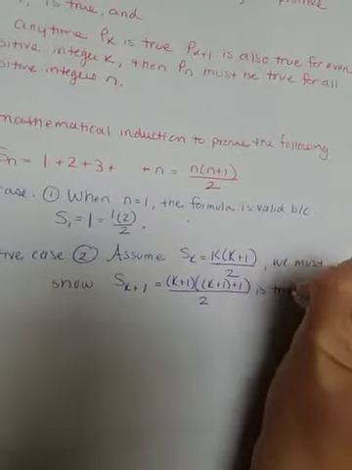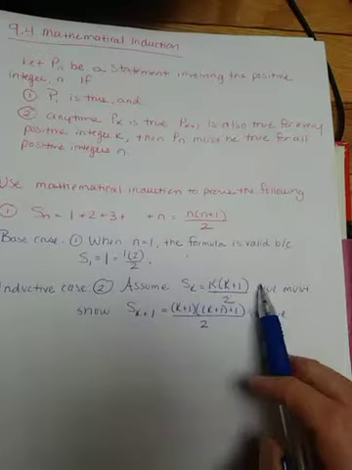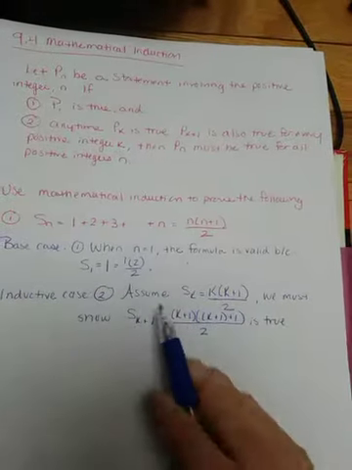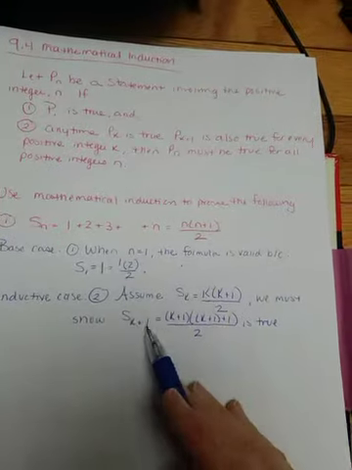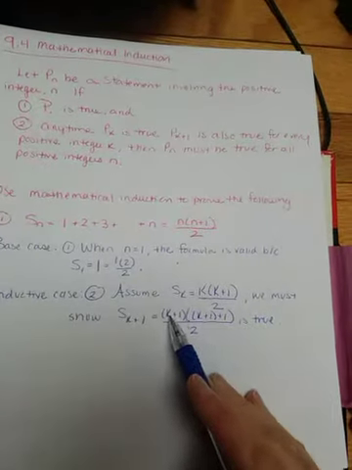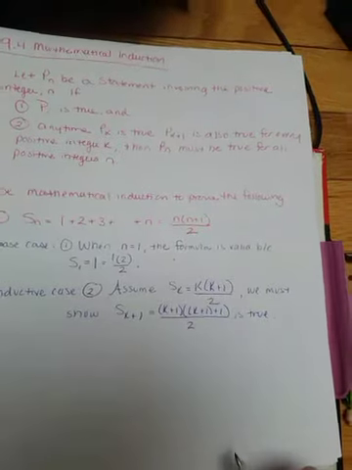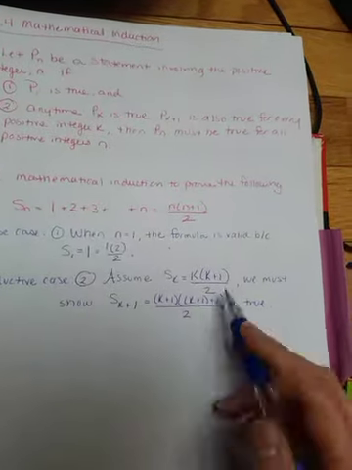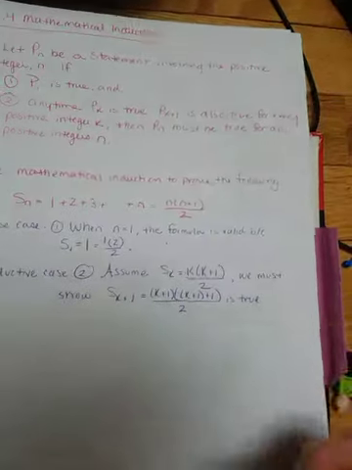Okay, so in the inductive case, we're assuming S sub k is true, and therefore we must show that the next term, S sub k plus 1, the sum of the next k plus 1 items, is true using that equation. Since we are assuming that this is true, we can use that in the proof.